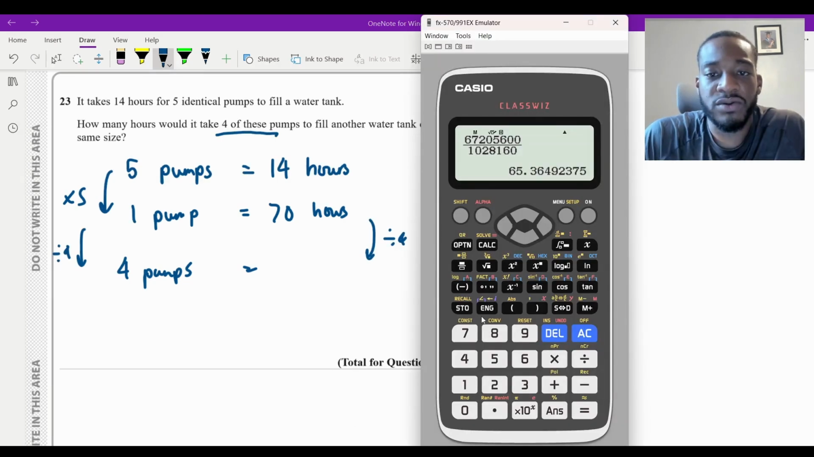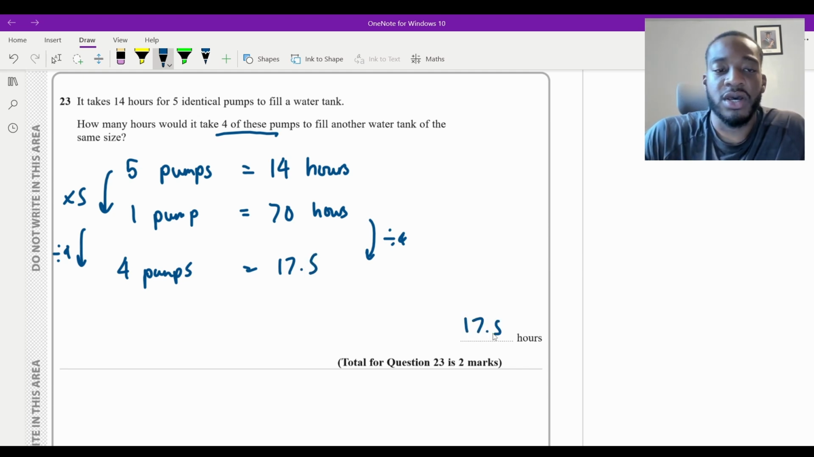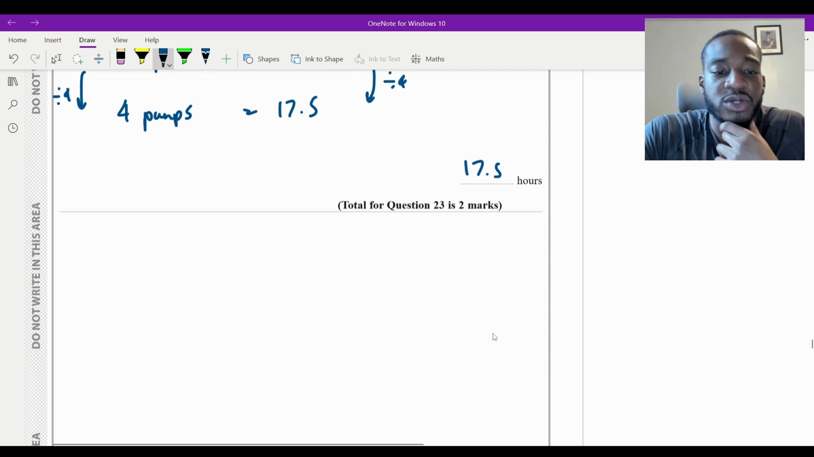70 divided by 4 is equal to 17.5. So the answer is 17.5 hours. So that's question 23. Let's go to question 24.